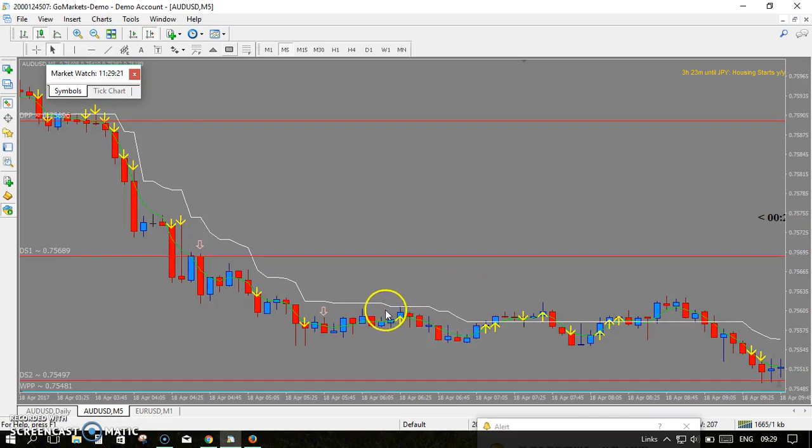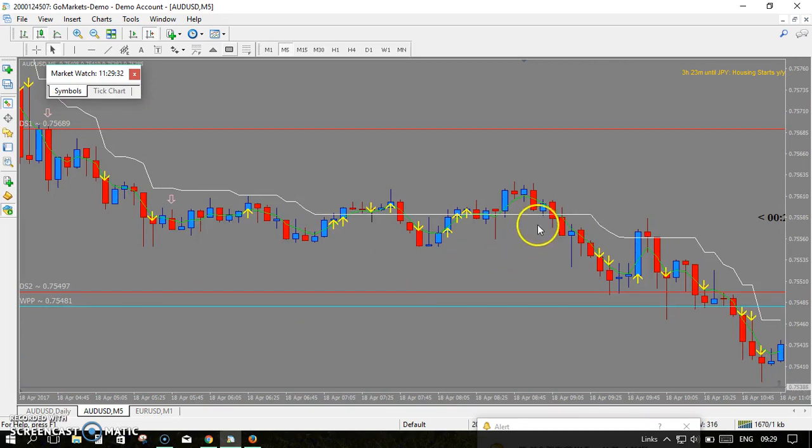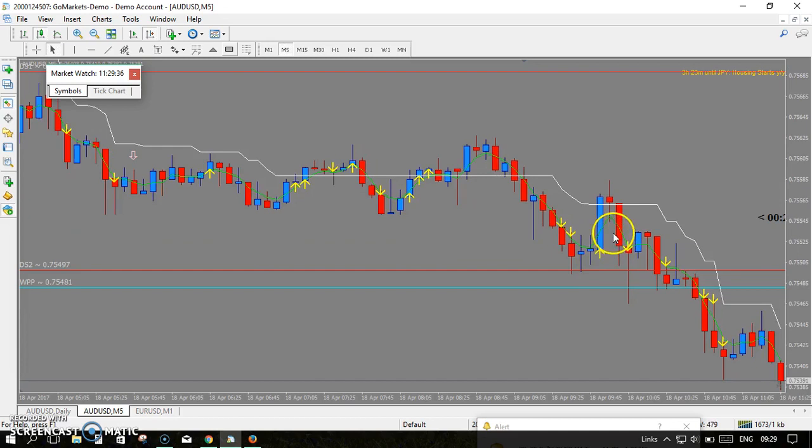Here we have one, but price was below the trend magic indicator, so we'd only be looking to take puts rather than calls. Here we have another one. 3 candles down. An unsustainable candle comes up, breaks the 3 EMA. We take the next put.